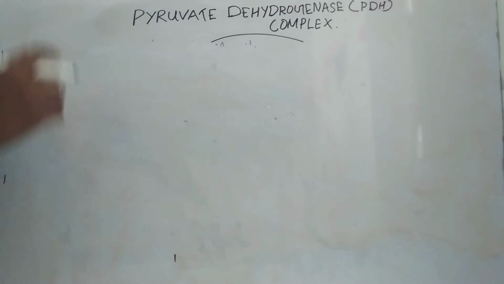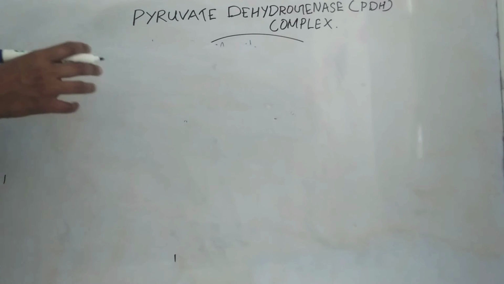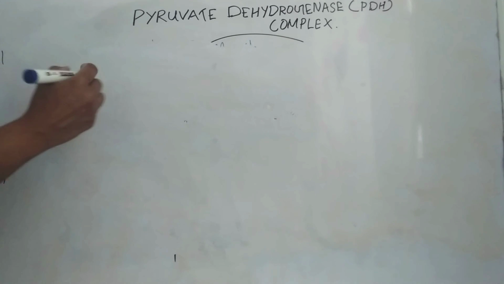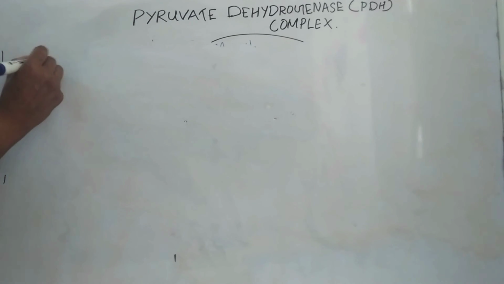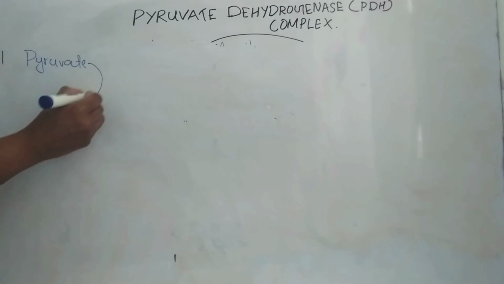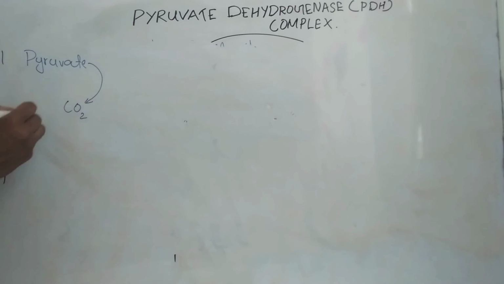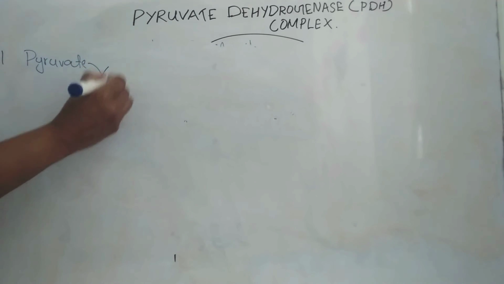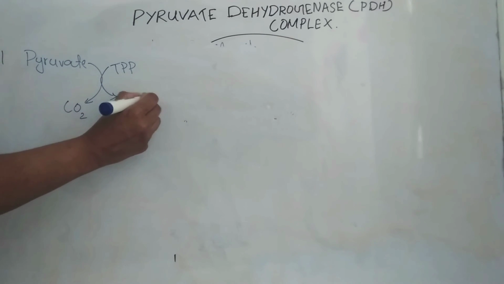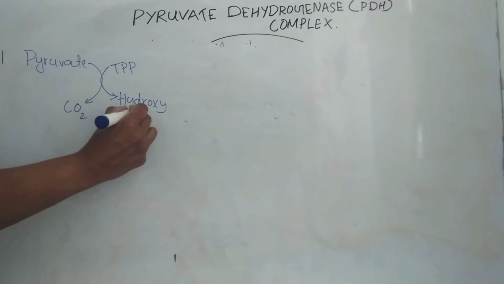In the first step, pyruvate is decarboxylated to form a hydroxyethyl derivative of the thiazole ring of enzyme-bound TPP. Decarboxylation means removal of carbon dioxide, and with TPP, that is thiamine pyrophosphate, it forms hydroxyethyl TPP.